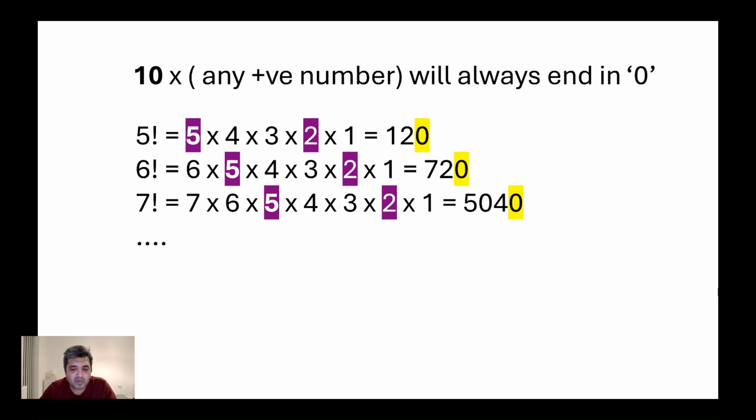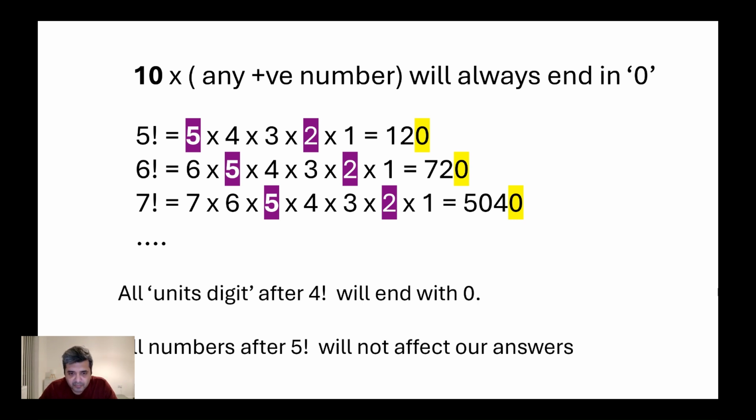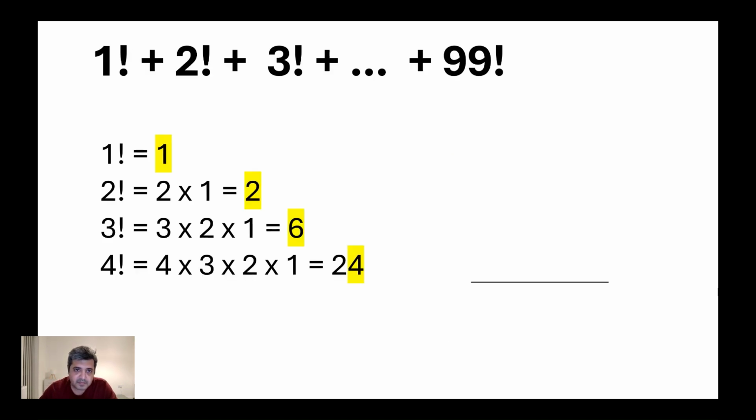How does this help in solving this question? All units digits from 5 factorial onwards will end with 0. That means all the numbers from 5 factorial onwards will not affect your answer. That means we can skip all of them and just focus on the first 4. That's what we'll do. So 1 factorial is 1, and looking at these, let's just add the units digits of these factorials. So what we have is 1 plus 2 plus 6 plus 4. The answer is 13, but we just have to focus on the last digit, that is 3. So your answer for this question, what is the last digit when you add 1 to 99 factorial, is going to be 3.